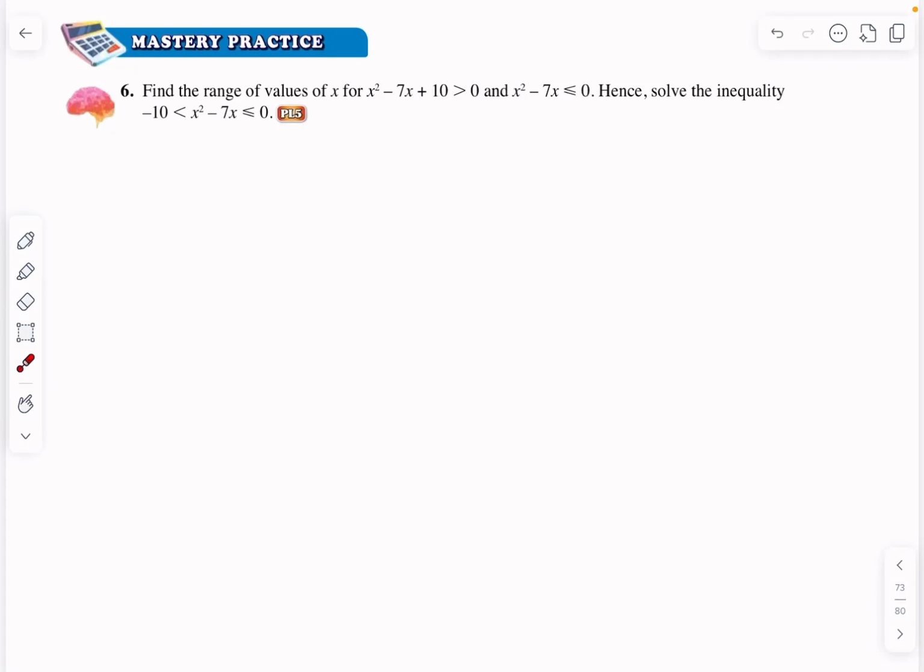Question 6. Find the range of values of x for this inequality and this inequality. Hence solve this whole inequality. Right, so let's look at the first one. x squared minus 7x plus 10 more than 0.